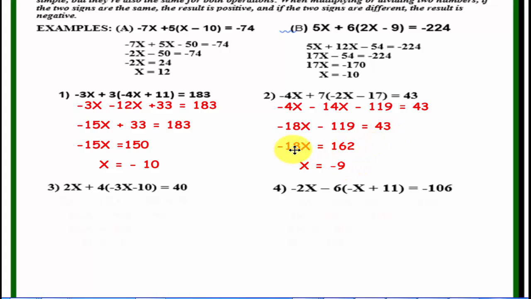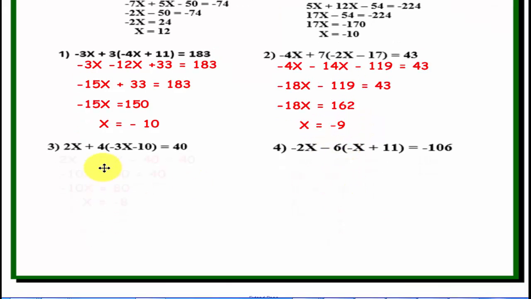Then we have negative 18x. Divide negative 18 into 162. It's a negative. So we have x equals negative 9. Okay, scroll down to this one.